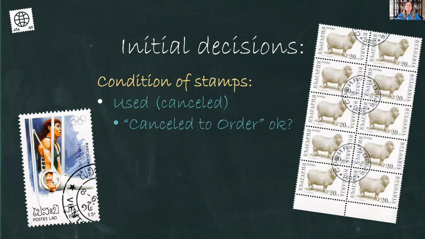Another decision relates to CTOs, or canceled to order. They refer to stamps that actually were never intended for postage. These stamps are printed with the cancellation already on the stamps. Some collectors debate whether these are really stamps at all, but remember our one rule, have fun. If you like the stamp, add it to your collection.